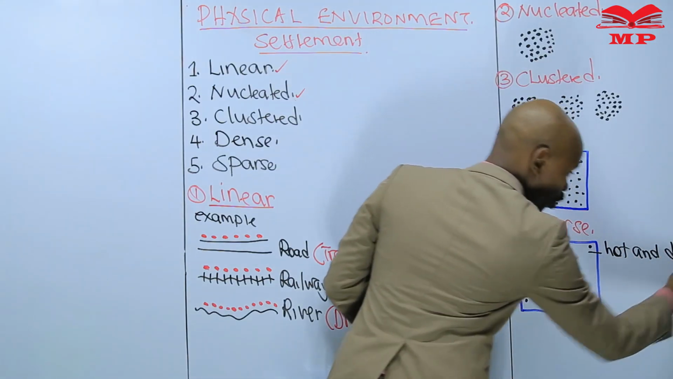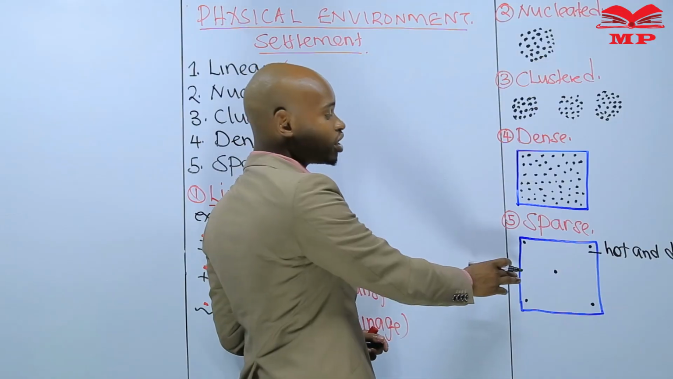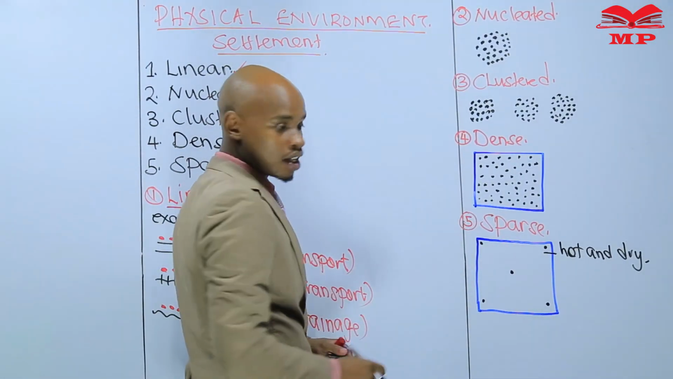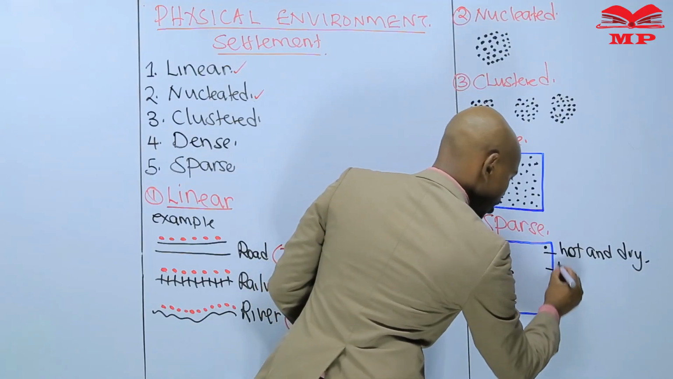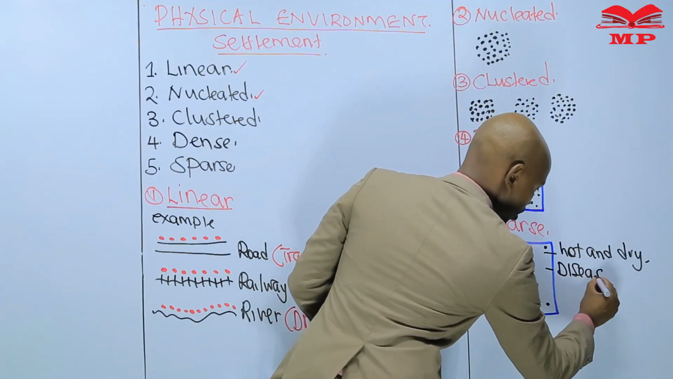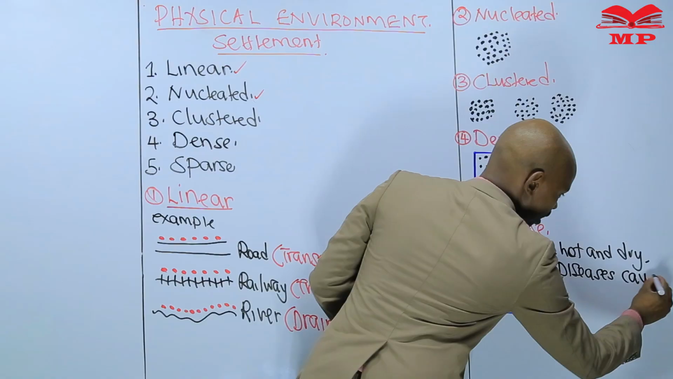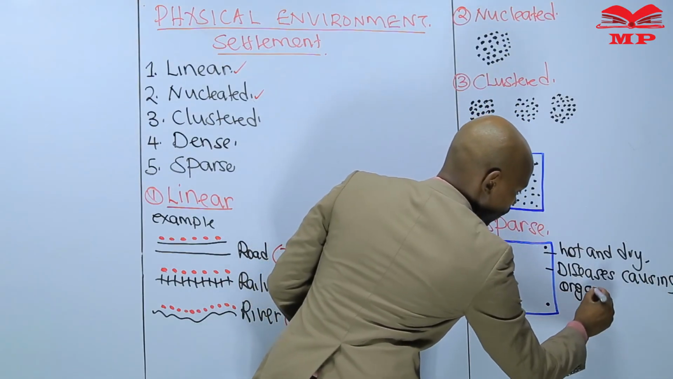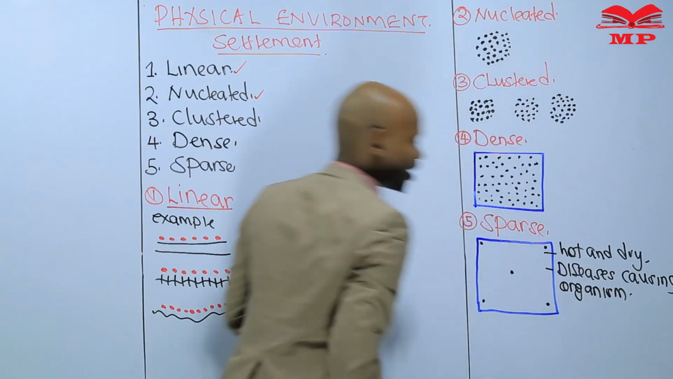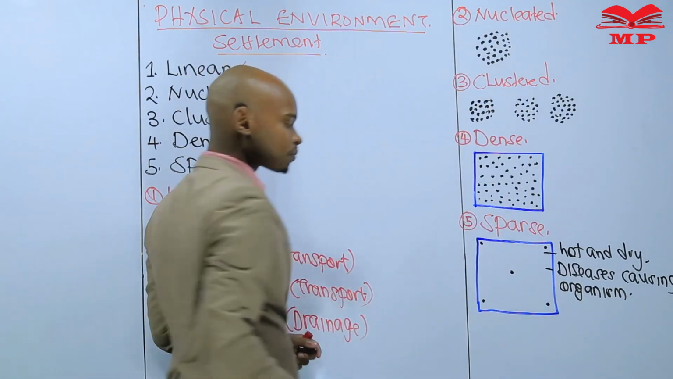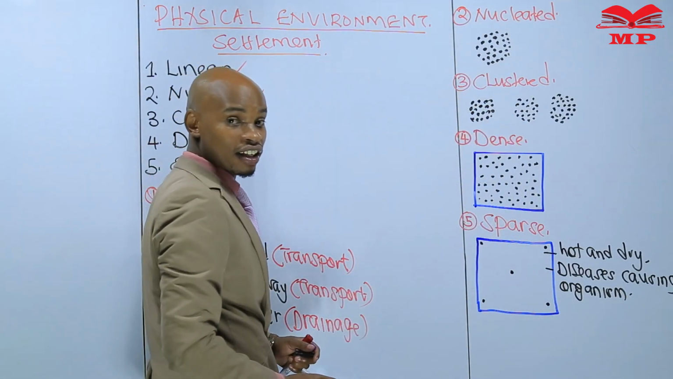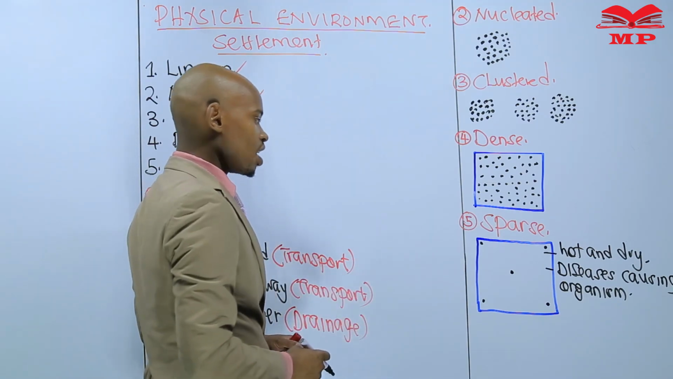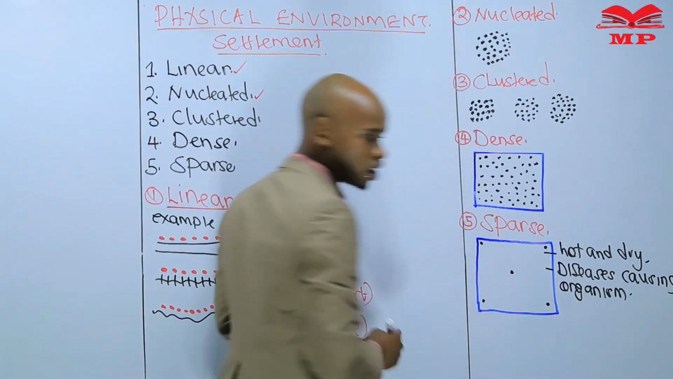Maybe this area is hot and dry. Areas that are hot and dry do not attract so many people. People run away from this area. Maybe this area has disease-causing parasites, organisms like mosquitoes, like tsetse fly. People will not be comfortable living in that area, so they will run away, and the settlement will be very, very sparse. Maybe this area has infertile soils.